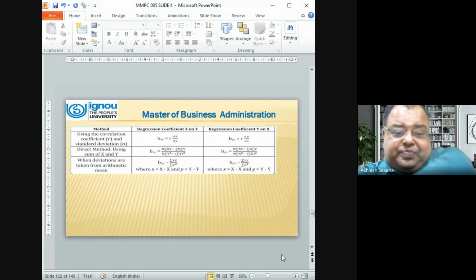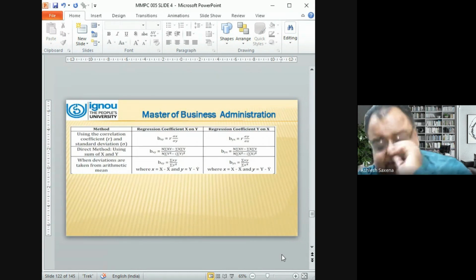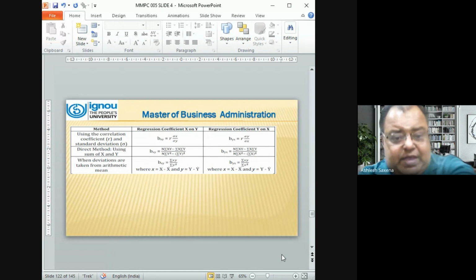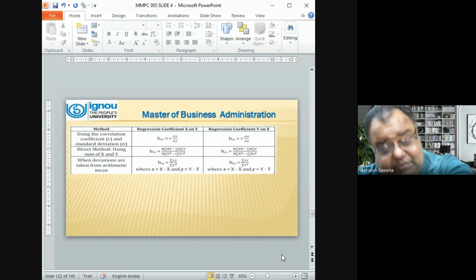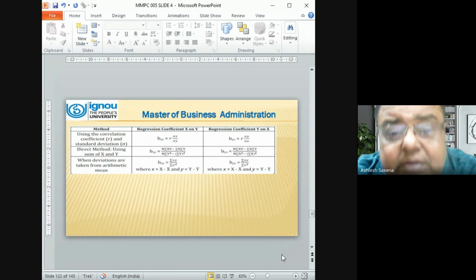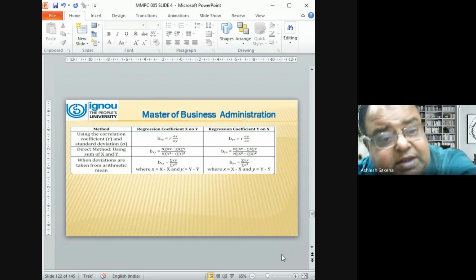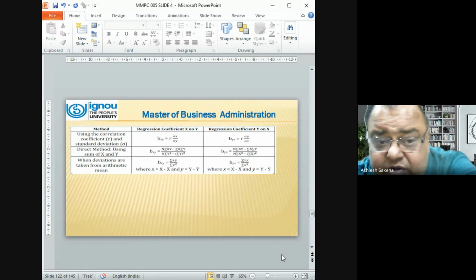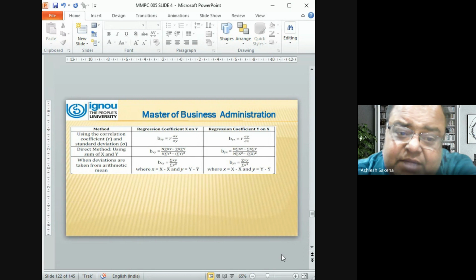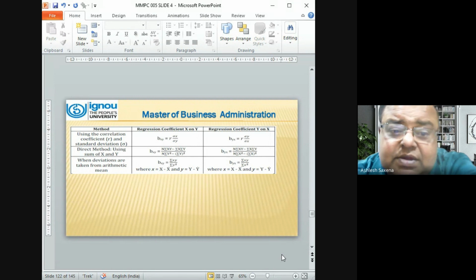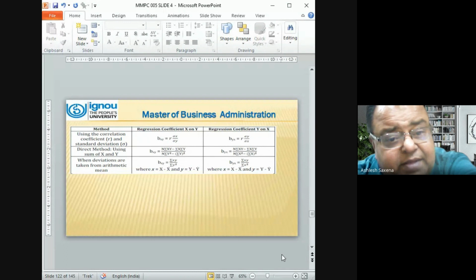Now here, that is the gist of what we have discussed. If we have to calculate the value of r, then what should we have? We should have bxy, sigma x, sigma y. So if the standard deviation and correlation coefficient are known to you, you can straight away calculate it. bxy is equal to r times sigma x upon sigma y.